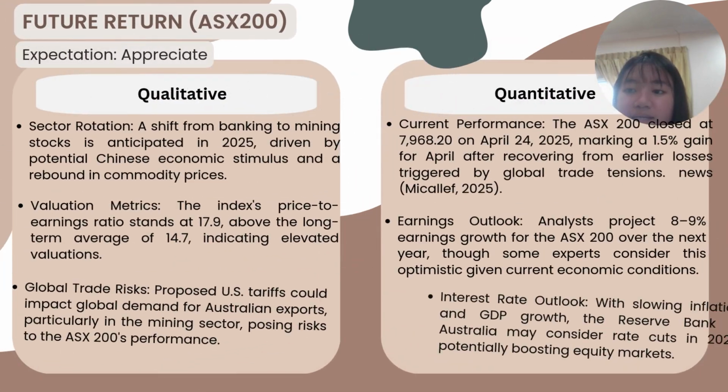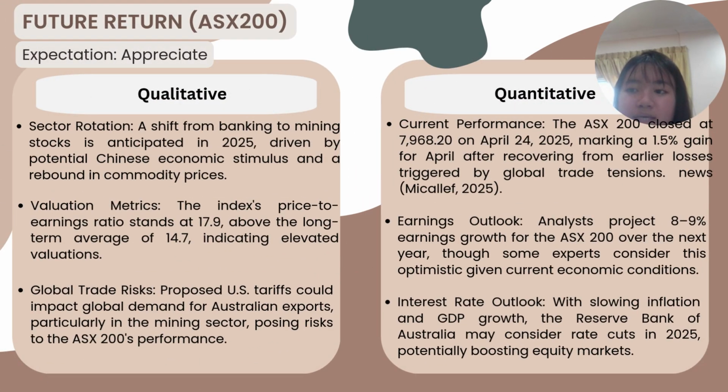I selected the ASX 200 because I'm optimistic about its prospects. Sector rotation is expected in 2025, shifting from banking to mining stocks. This is likely driven by anticipated Chinese economic stimulus and recovering commodity prices, which are vital to Australia's mining sector. With slowing inflation and GDP growth, the Reserve Bank of Australia may consider rate cuts in 2025. Lower rates could support equities by reducing borrowing costs and encouraging investment.